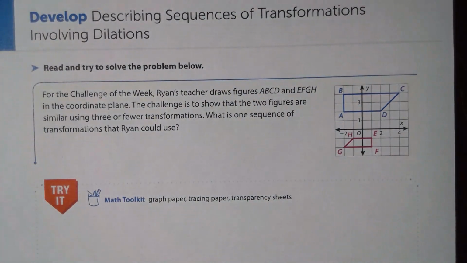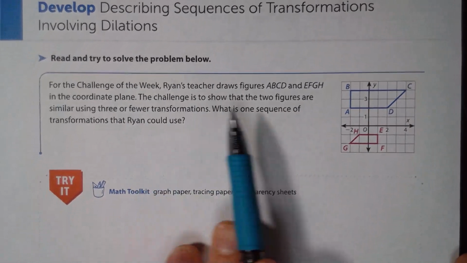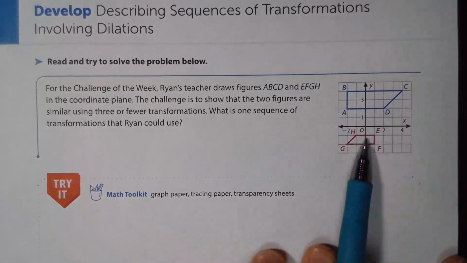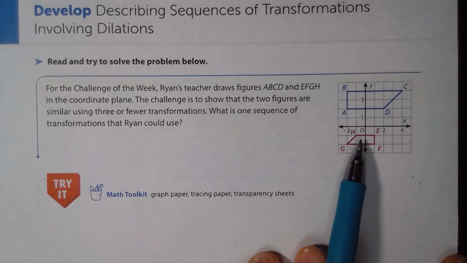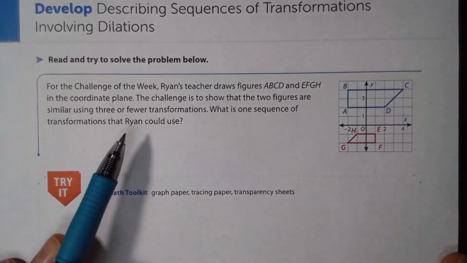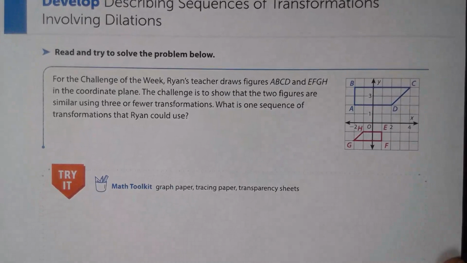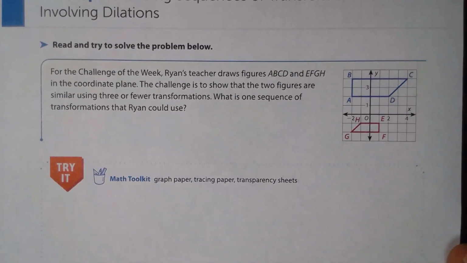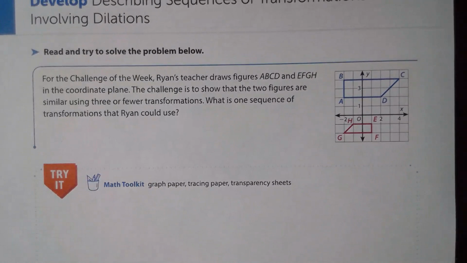This problem and a lot of them in here, I want you to take a moment and think about it. I want you to be able to tell me, how can I get ABCD onto EFGH with 3 or fewer transformations? I imagine you might be able to do it in 2, but go ahead and write that down once you figure that out. Pause, take a moment, think about that, and then write it down.